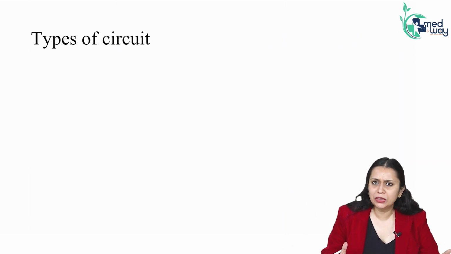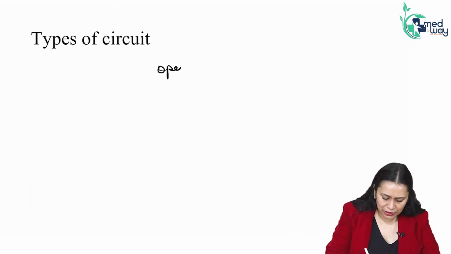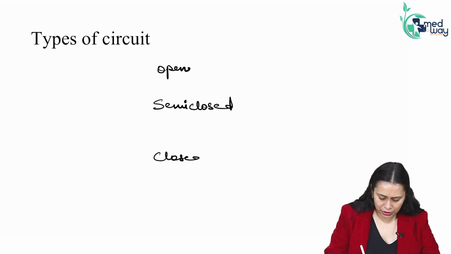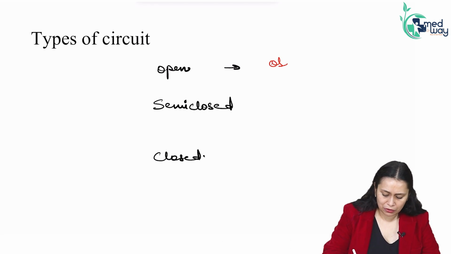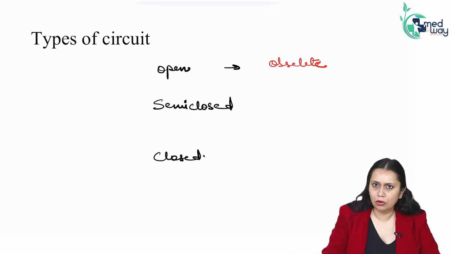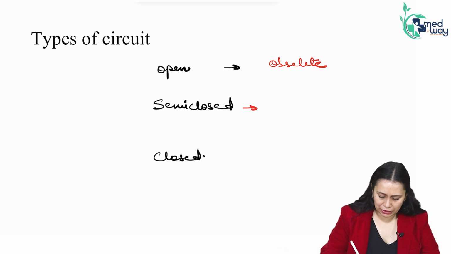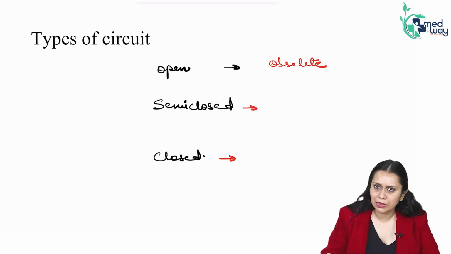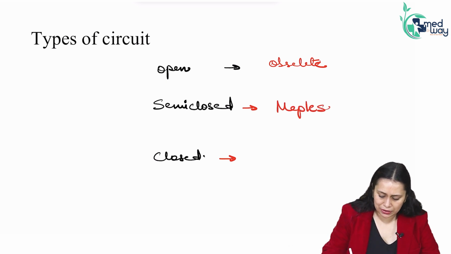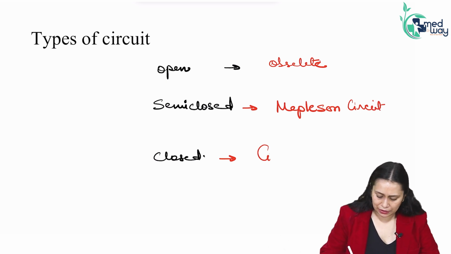So types of circuit, we have open circuit grossly, we have semi-closed circuit, and we have closed circuit. Okay, now open circuit is obsolete, we need not study about it. It is no longer in clinical use. Now semi-closed circuit and closed circuit, both are in clinical use and we need to study a little bit about it. So we'll study in semi-closed circuit about the Mapleson circuit, and we'll talk about the closed circuit, that is circle system.